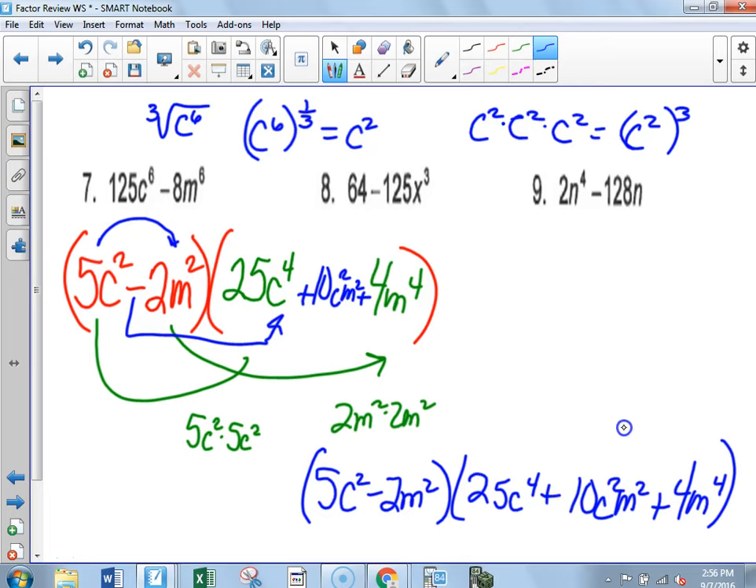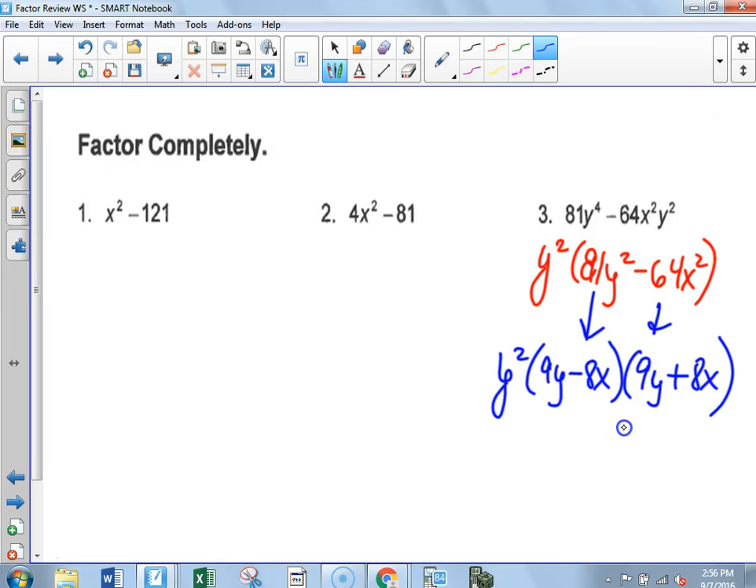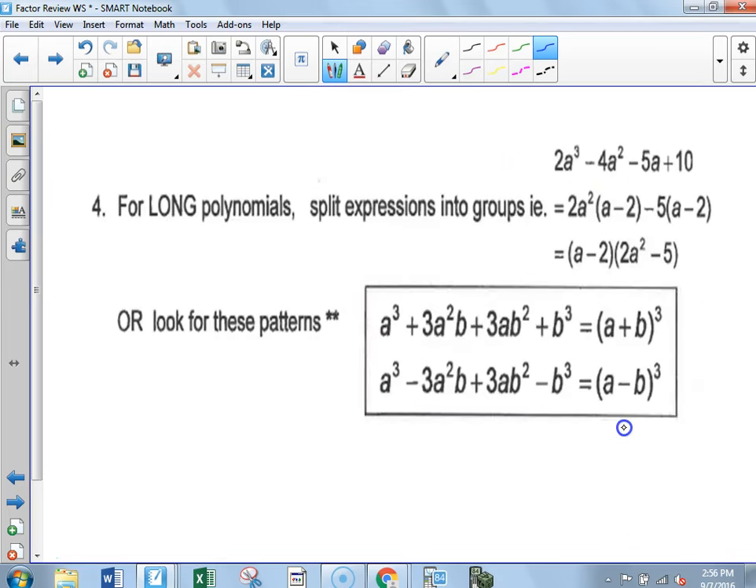All right, I've got 5 minutes left. I want to talk about when you have 4 terms. Do you remember factoring by grouping? On the first 2 terms, they took out 2a squared. Now, on the back, they could have taken out 5 or a negative 5. Why did they choose a negative 5?